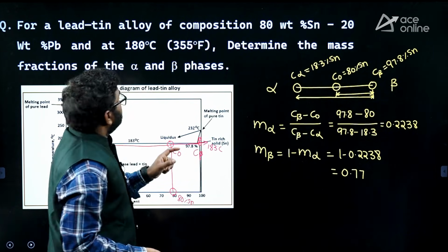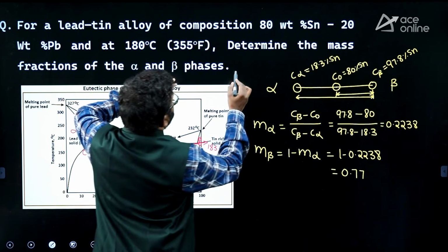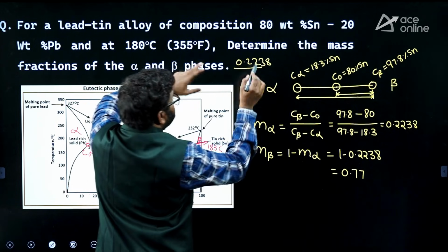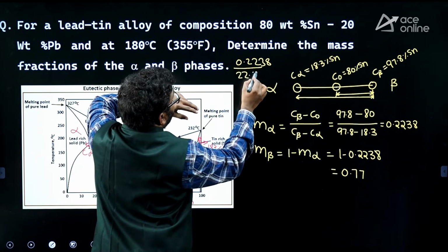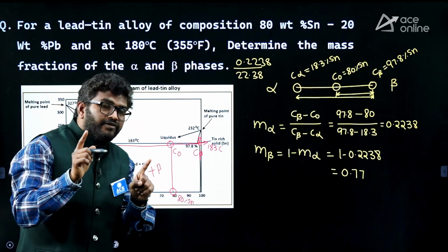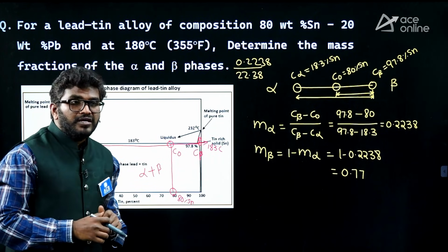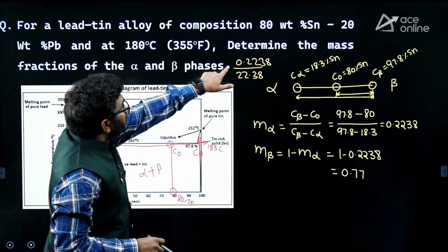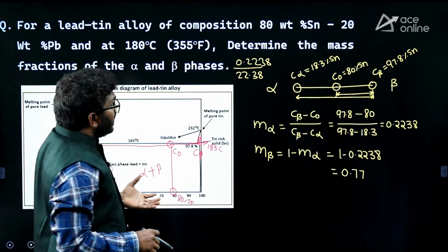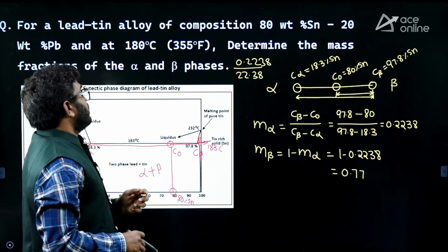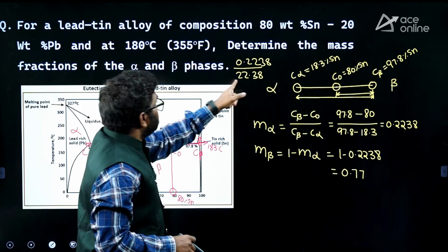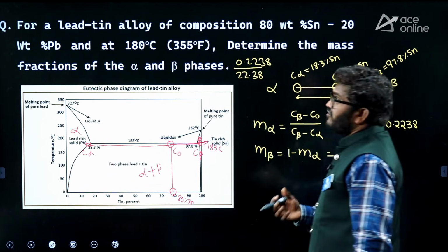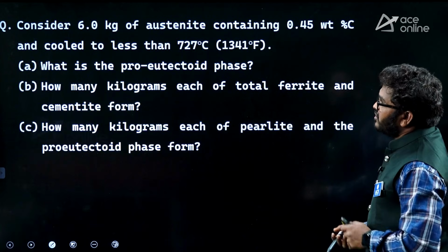So remember, if they ask you mass fractions, then you should type there only 0.2238. If they ask you percentage, you should type 22.38. Be careful. They will ask fill in the blank questions now, so read the question carefully. If they ask you mass fractions, type 0.2238. If they ask you percentage of alpha, percentage of beta, then type 22.38 like that. Otherwise, you will get an error, a mistake.